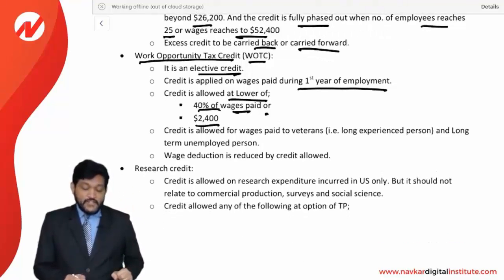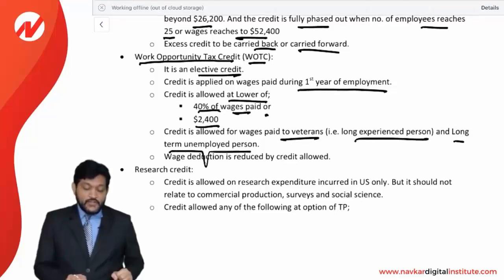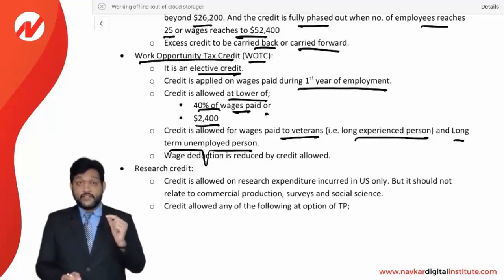Credit is allowed for the wages paid to veterans and long-term unemployed persons. It should be a veteran, which means an experienced person. The wages paid to this person are going to be eligible for the credit.